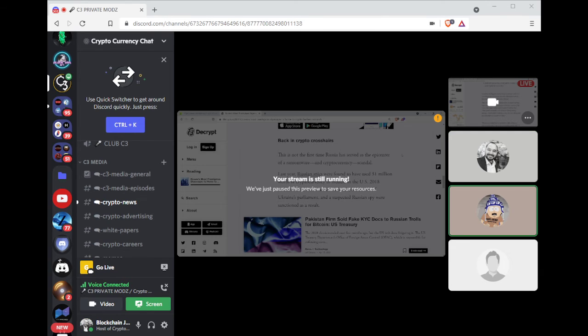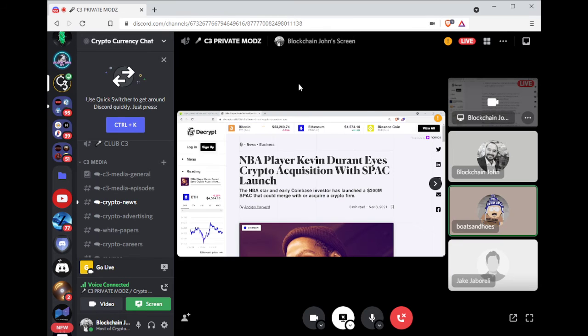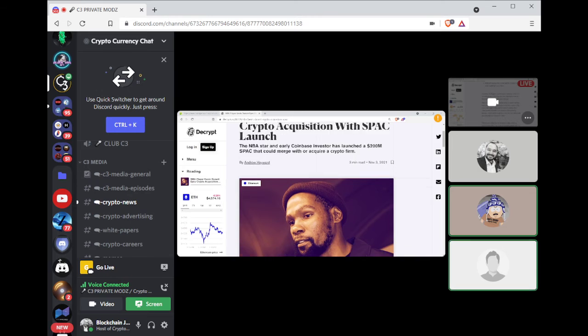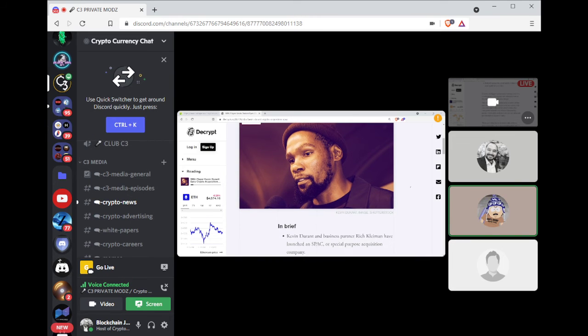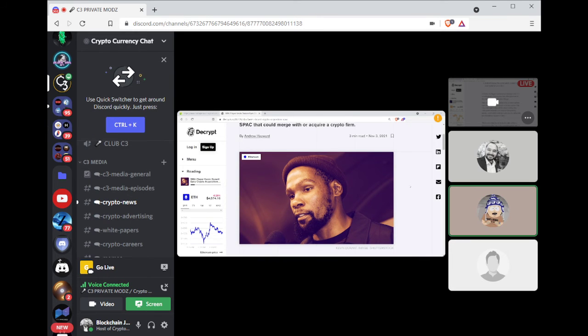Just saying, man. Okay, this next article is by Andrew Hayward, and it's: NBA player Kevin Durant eyes crypto acquisition with SPAC launch. The NBA star and early Coinbase investor has launched a $200 million SPAC that could merge with or acquire a crypto firm. That's pretty cool.